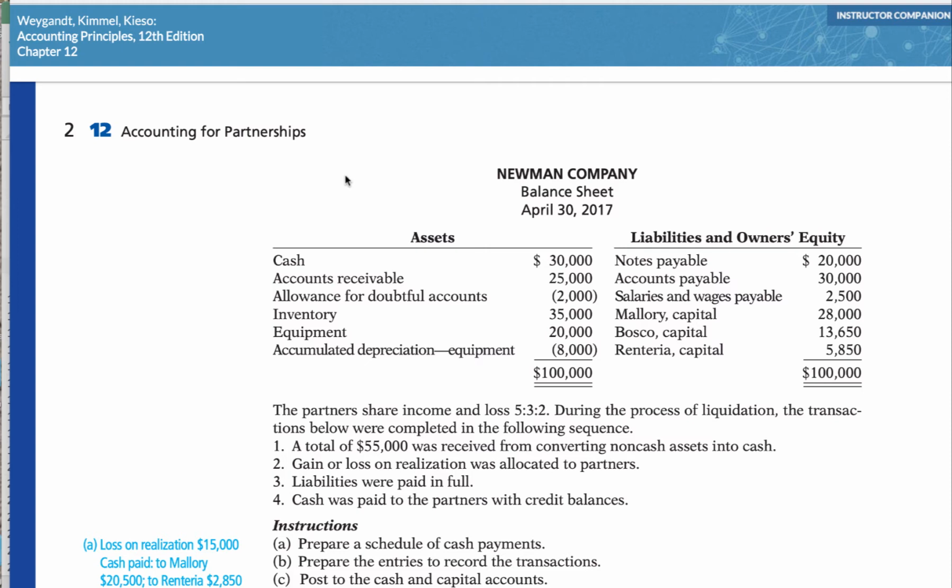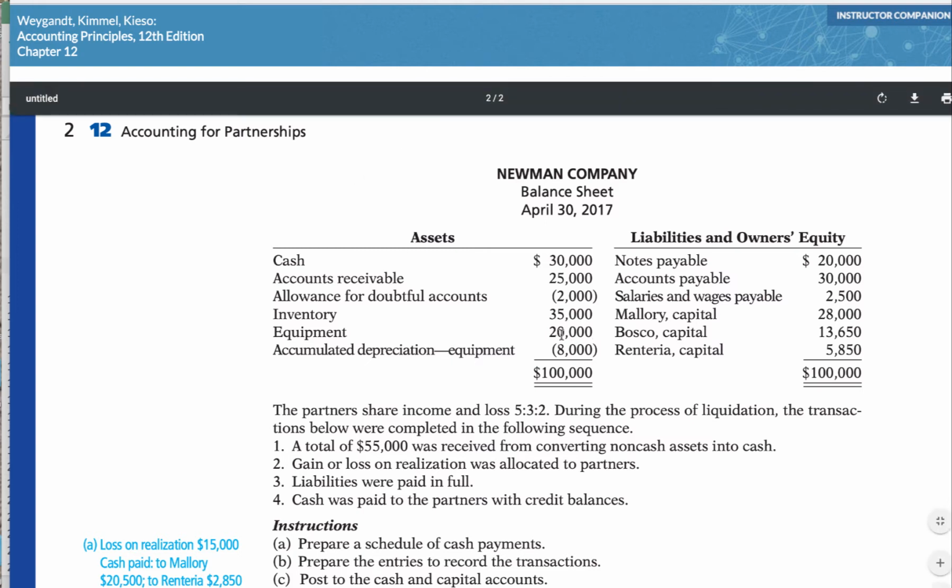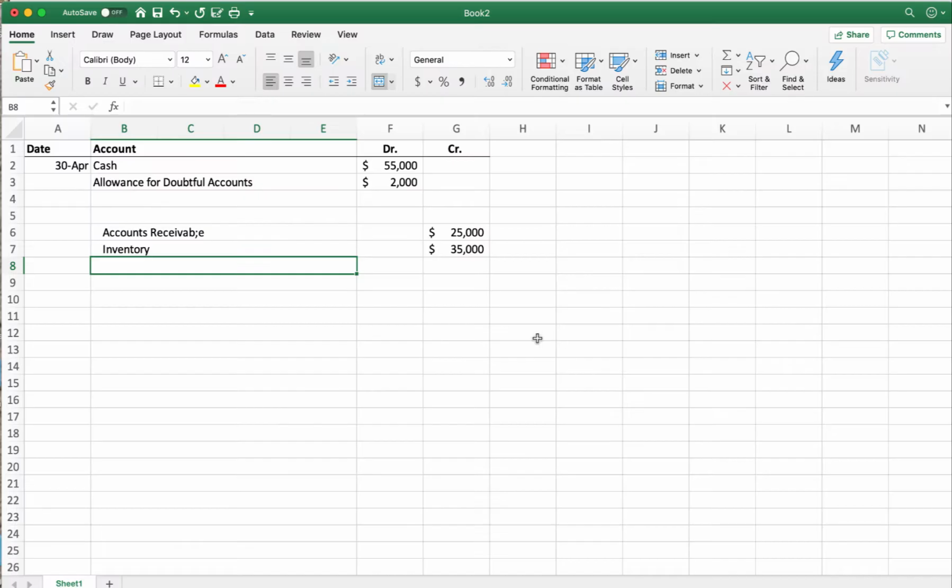Now we need to recognize our equipment. We sold our equipment. It's worth $20,000. We've got to get it off the books. Super easy to do. I'm going to credit equipment.